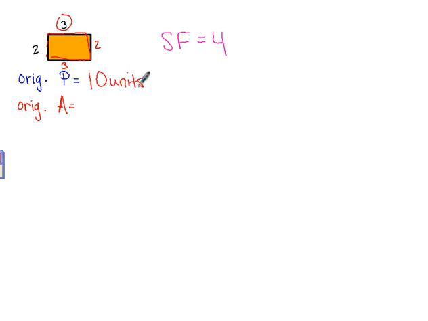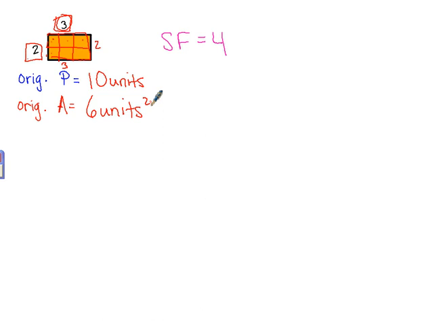Whenever you don't know what the unit is, like centimeters, inches, feet, then you can just label it plain old units. The original area, you can always find by multiplying the base times the height, because it's the number of square units that fit inside. And if there were 3 this way, 2 this way, it would have an original area of 2 times 3, which is 6 units squared.